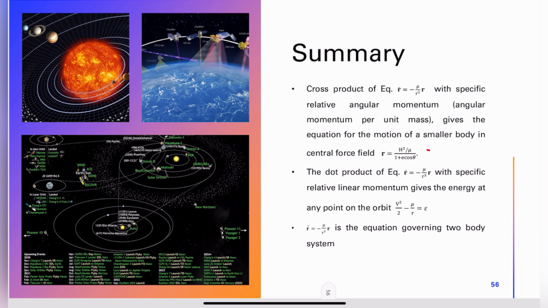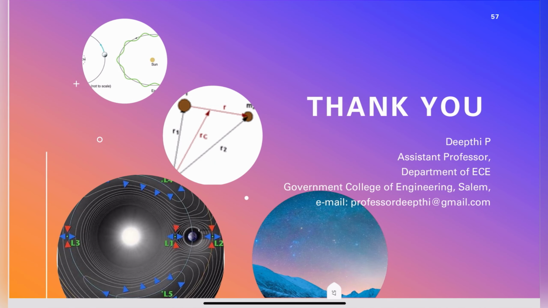The equation r double dot is equal to minus mu by r cube into r is the equation governing the two body system. We are taking this, and we first take the cross product with the angular momentum, then we have taken the dot product with the linear momentum, in order to find the position and the energy of the secondary body m2 with respect to m1, or with respect to the barycenter. So this is what we have done in the two body problem.